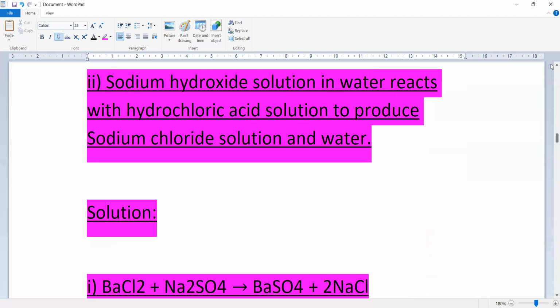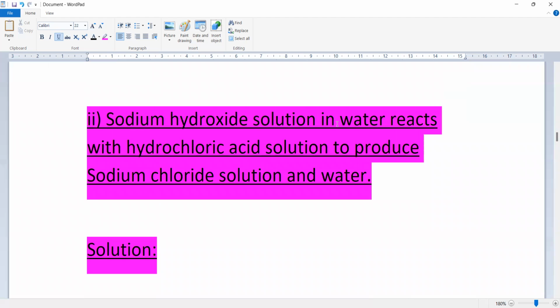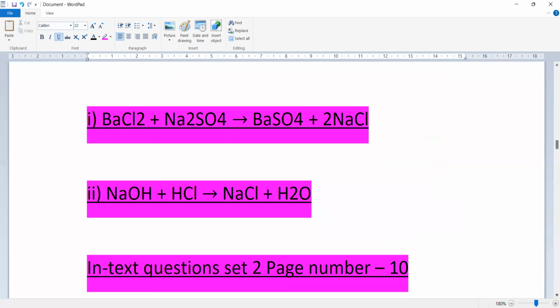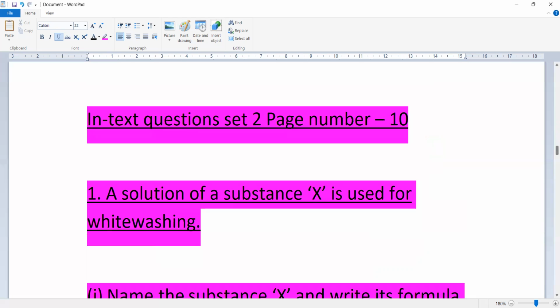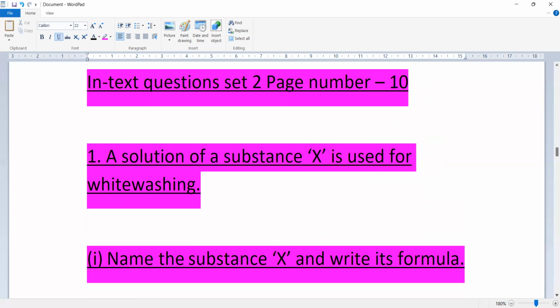Next, second question: sodium hydroxide solution in water reacts with hydrochloric acid solution to produce sodium chloride solution and water. Sodium hydroxide NaOH plus hydrochloric acid HCl gives NaCl plus water. The reaction is balanced. In-text questions, set 2, page number 10.